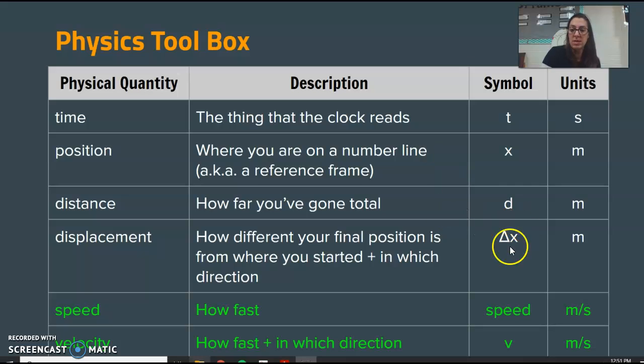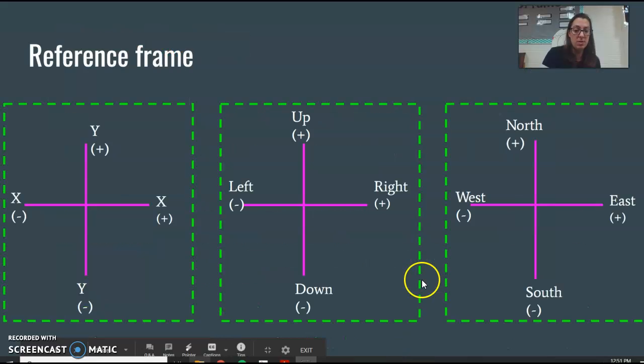And we use a Greek symbol that looks like a triangle. It's called delta. So this would be delta x. Anytime we see a delta, it means a change in. So we're just looking at a change in position. And all of these are being measured in meters. And then we have speed, which is how fast. This is what your speedometer tells you. And then we have velocity.